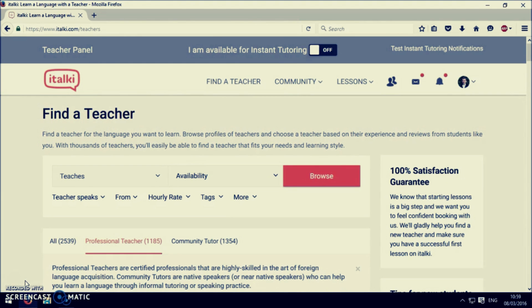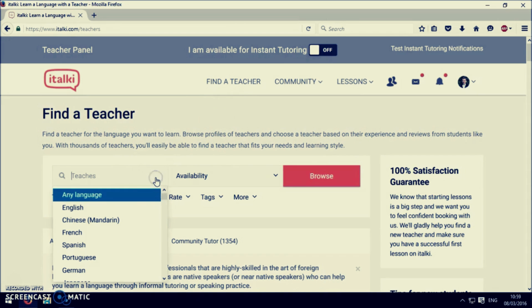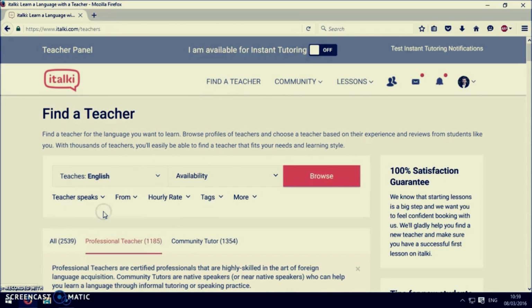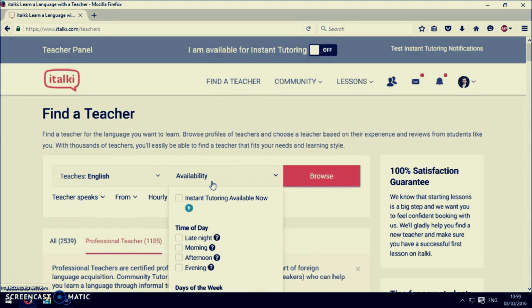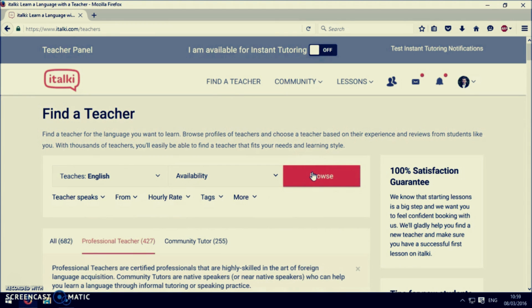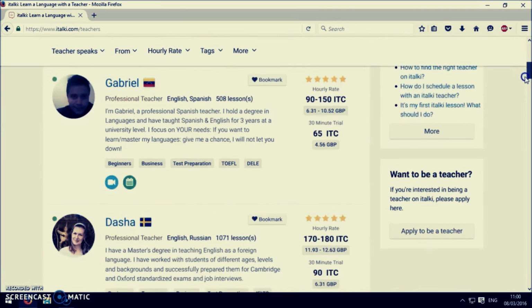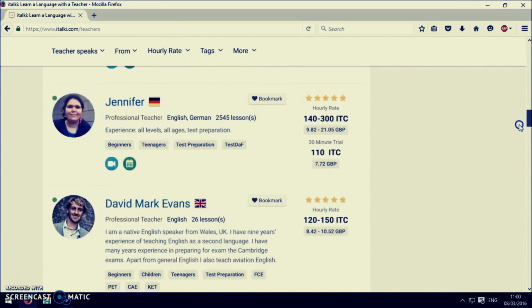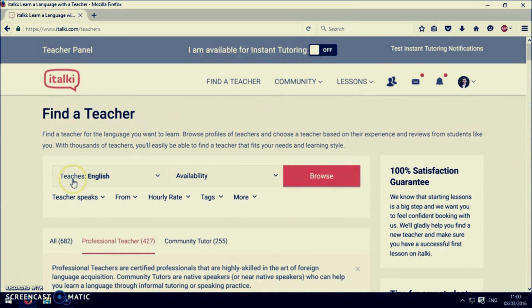So here we are, we've started off up here with find a teacher. You can choose what language you want. Say you're looking to learn English, and then you can decide when you want a lesson, say in the morning. And then you can find some teachers here. Lots and lots of teachers. Great. And yeah, let's look at me because I'm the best, of course.